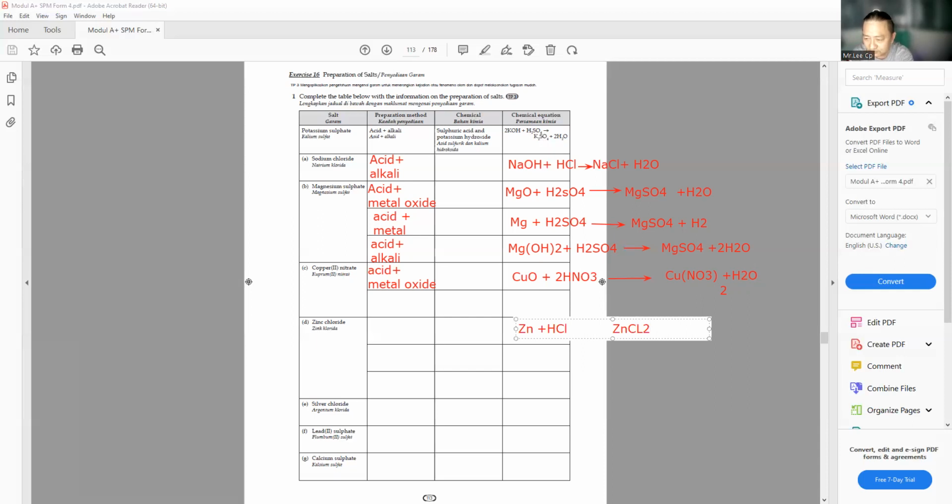ZnCl2, zinc correct, ZnCl2 plus H2, right? This is metal plus acid, so you release hydrogen. Okay, so one Zn. Cl, I need 2, so here I need to have 2 Cl, right? H2, right? No more. So no more, then I write the answer here faster.